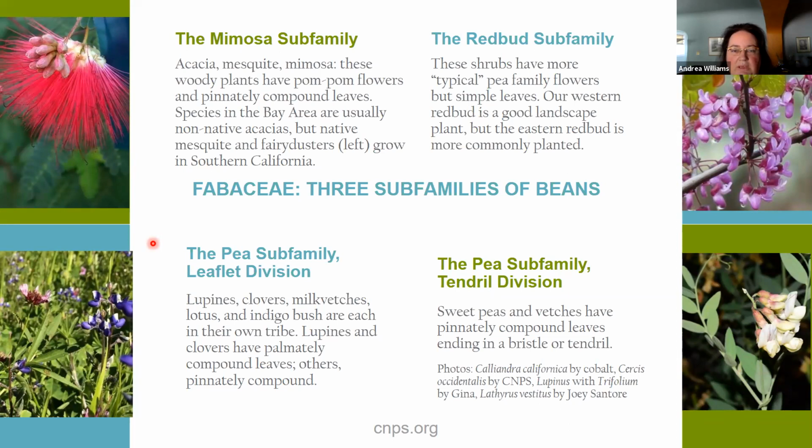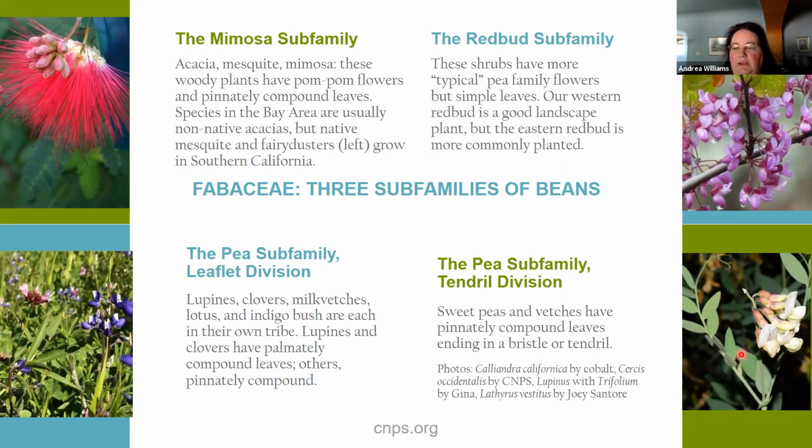The pea subfamily, there are two kinds of divisions. This is what we generally think of as the typical pea flower. It's got this banner up here, and then the wings here, and then it's got this keel-shaped petal. These are all modified petals. There are two basic divisions of that.